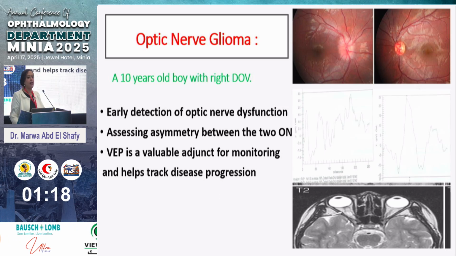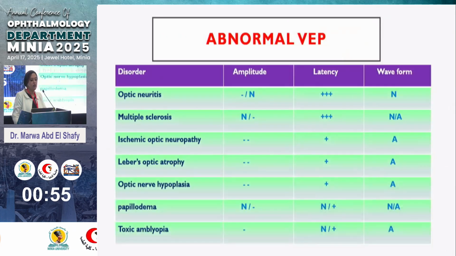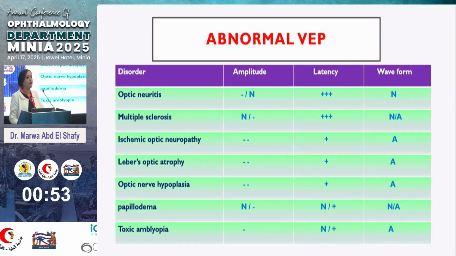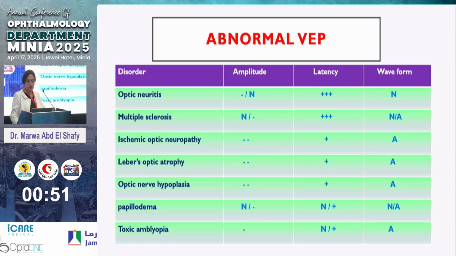The last case is a 10-year-old boy with right diminution of vision due to optic nerve glioma. The right pattern VEP is markedly reduced in amplitude in comparison to the left eye. In cases of optic nerve glioma, VEP can detect early optic nerve dysfunction and is valuable for monitoring and tracking disease progression in this patient. In conclusion, this is a summary of abnormal VEP in neuro-ophthalmic disorders.